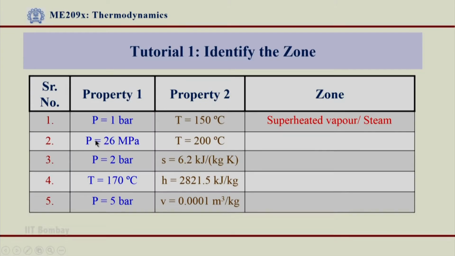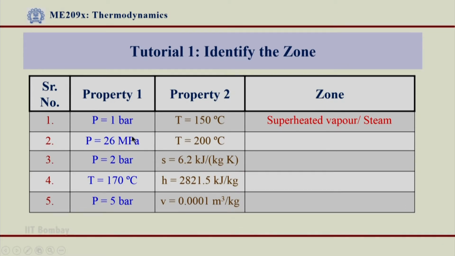So let us now go to the second problem of this tutorial. As you can see, the pressure is now 26 MPa and the temperature is 200 degree centigrade. The pressure and temperature are given and one can directly see from this that pressure is more than P critical, or the critical pressure, which is 22 MPa. So 26 MPa is more than 22 MPa and therefore we know that the pressure is beyond the critical pressure, and also we can see from here the temperature is less than T critical. The T critical value is 373 degree centigrade.